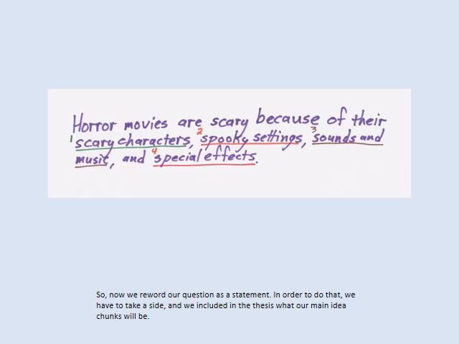So now we have: horror movies are scary, taken aside, because of their scary characters, spooky settings, sound and music, and special effects. Four main ideas, different colors. So we take our side, horror movies are scary. Other people say, no, they're not scary, and we have our reasons.